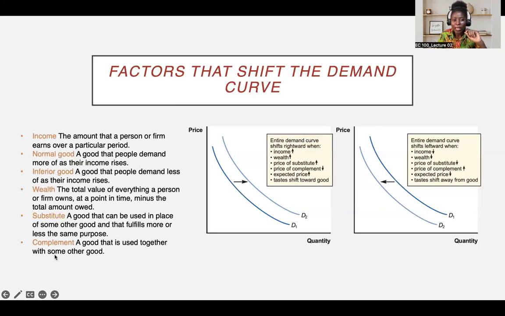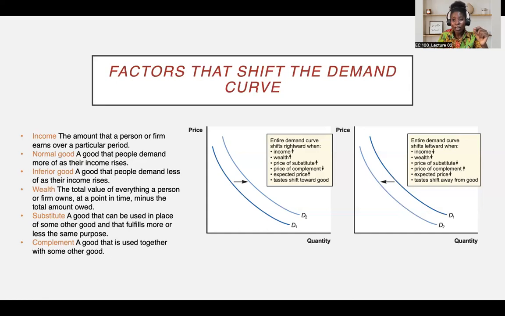So I want you to go and see the behavior of each of these. They are also in the textbook. If I ask you, for instance, what would happen to the demand curve if the price of a substitute of that good decreased?